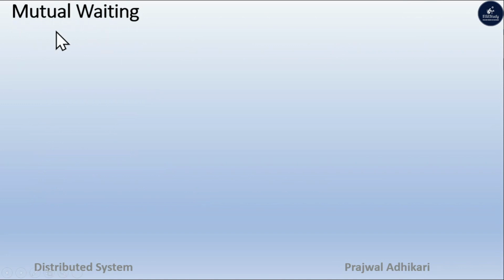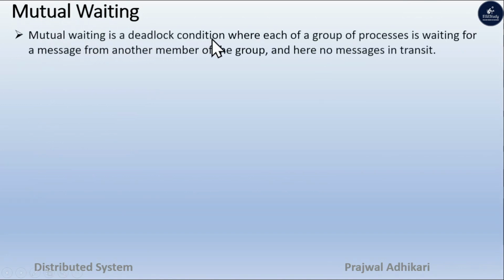Mutual waiting. Mutual waiting is a deadlock condition where each of a group of processes is waiting for a message from another member of the group, and here no messages are in transit.